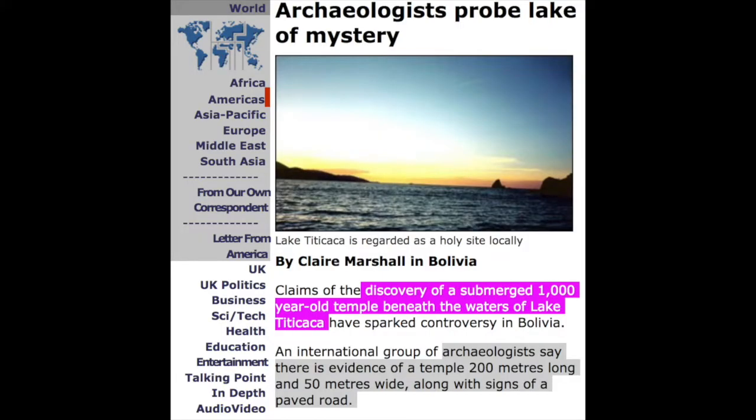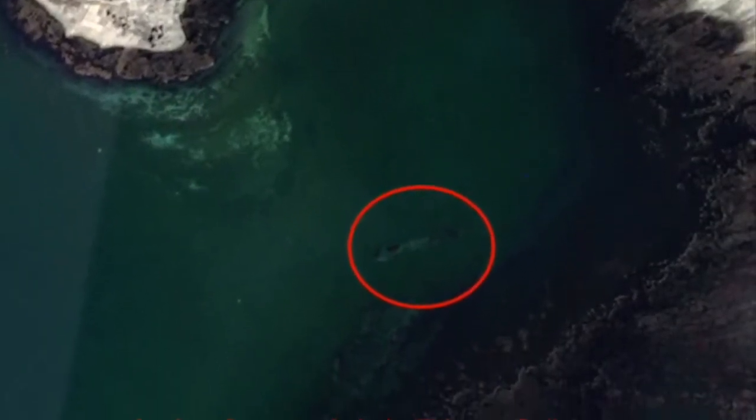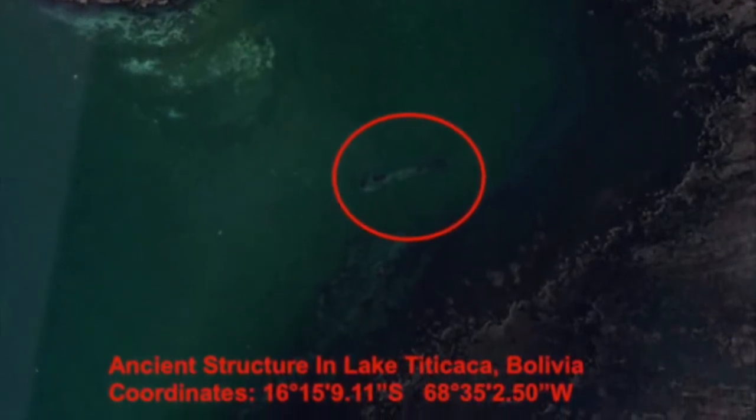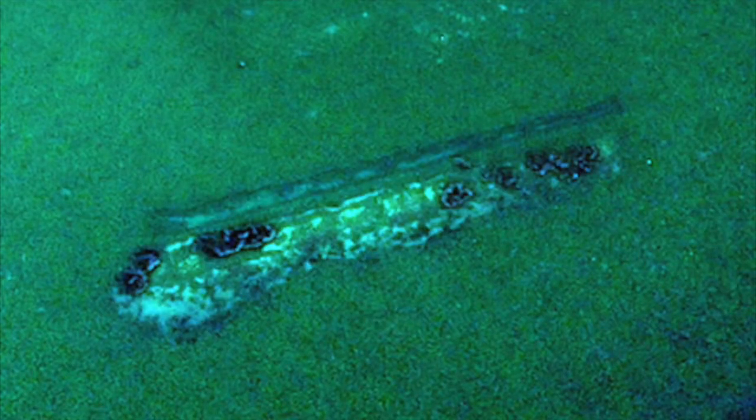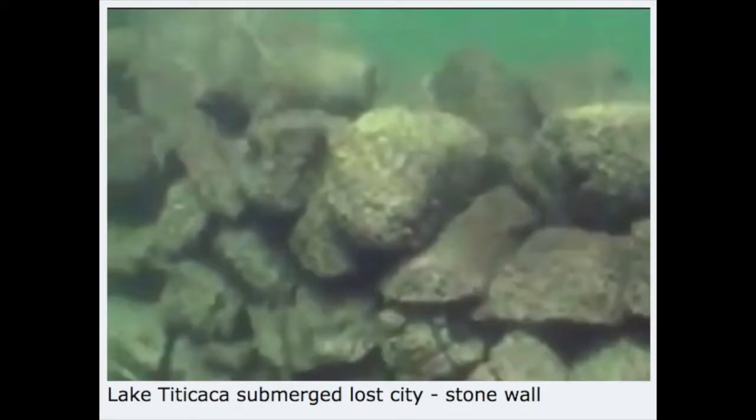And we also have evidence of a 1,000-year-old temple beneath the waters of Lake Titicaca. An international group of archaeologists say that there is evidence of a temple 200 meters long and 50 meters wide, along with signs of a paved road. What other event deposits ocean water and aquatic life at 12,500 feet above sea level?